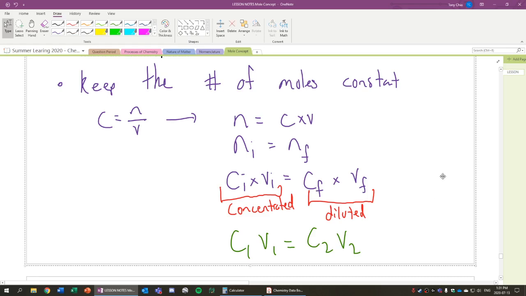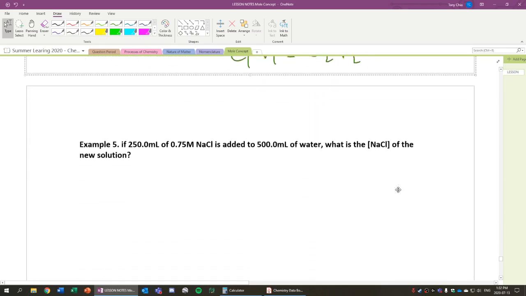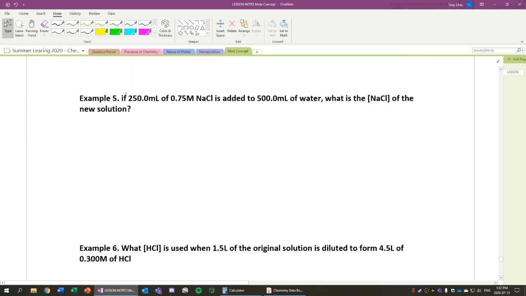So what we know is that if we know the concentration we have initially, and we want to know the concentration afterwards, we just change its volume. And these two will equal each other out. So let's try it out. Let's see what we get. If 250 milliliters of 0.75 molarity NaCl is added to 500 milliliters of water, what is the concentration of NaCl of the new solution?